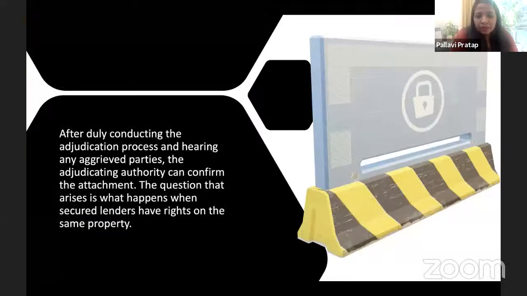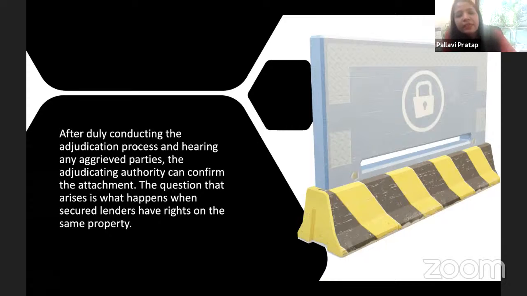Now, this is in continuation to that. After duly conducting the adjudication process and hearing any aggrieved parties, the adjudicating authority can confirm the attachment. The question that arises is, what happens when secured lenders have rights on the same property? Now, this second part I will actually discuss a little later, specifically as far as JSW is concerned, but let me come again to the first part.